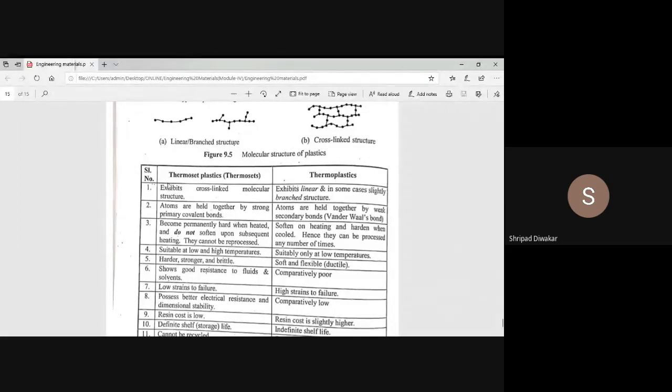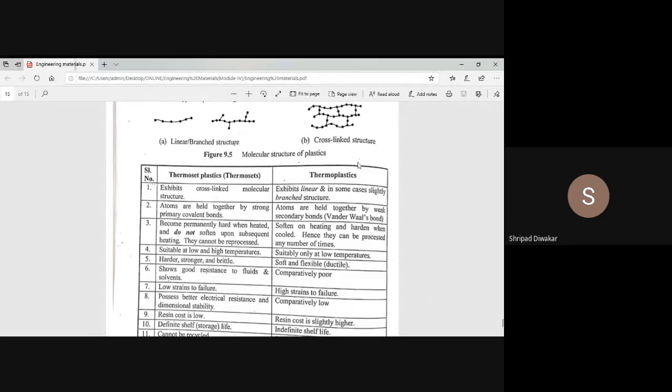Thermoset plastics possess a cross-linked structure. You see the diagram; this is a cross-linked structure. There is cross-linking of the atoms in thermoset plastics, whereas thermoplastics possess a linear structure, and in some cases a branched structure. So we have a crossed arrangement of atoms in thermoset plastics, and a linear or branched structure in thermoplastics.